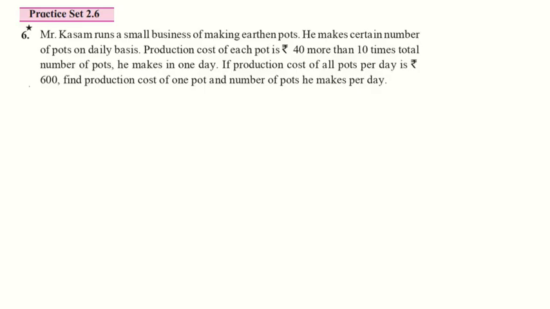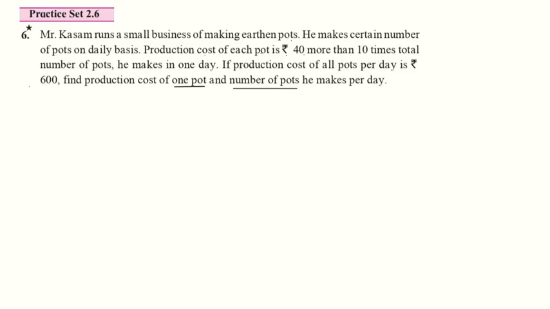Mr. Qasim runs a small business of making earthen pots. He makes a certain number of pots on a daily basis. The production cost of each pot is rupees 40 more than 10 times the total number of pots he makes in one day. If the production cost of all pots per day is rupees 600, find the production cost of one pot and the number of pots he makes per day.